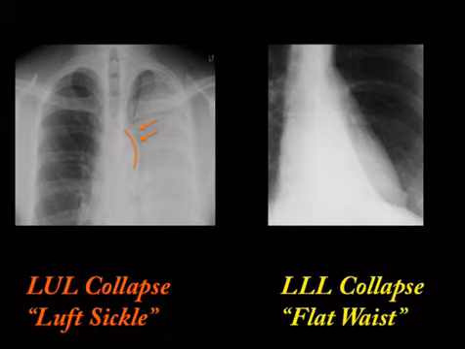And then the yellow case is the so-called flat waist sign, where you get this triangular-shaped retrocardiac opacity that looks like a hill or something, or just a triangle. That's the so-called flat waist sign.